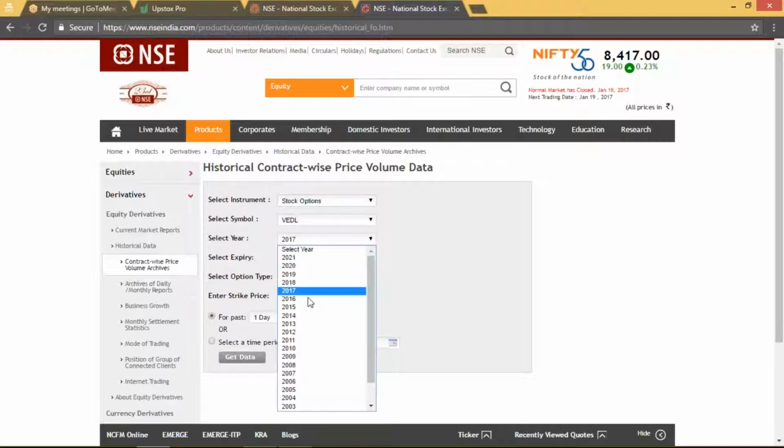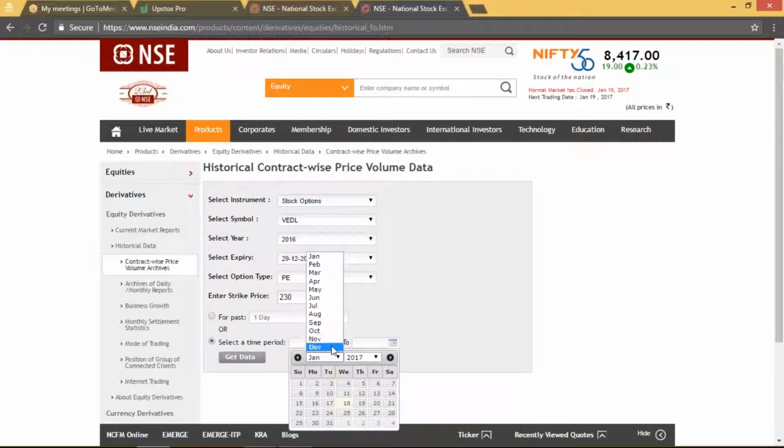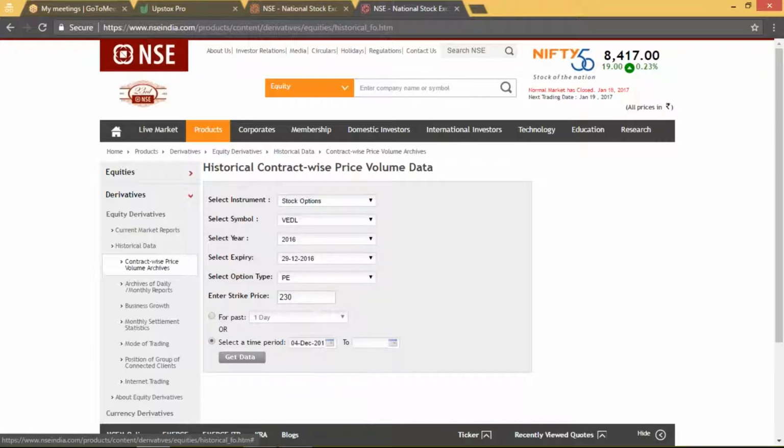So we'll select December expiry, which was 29th of December. Option type was put. So when you're looking for put, you always select PE, put European. So we select PE as the option type because we are looking for puts. And strike price, like you said, we will make it 230. All right. Select time period. So we'll select December 2016 from say 4th till the expiry.